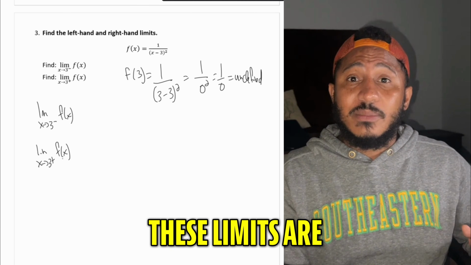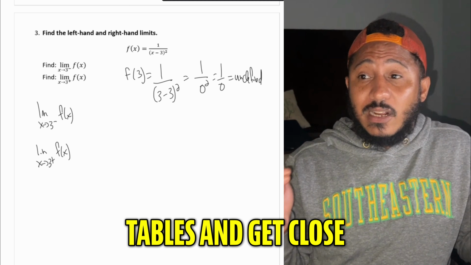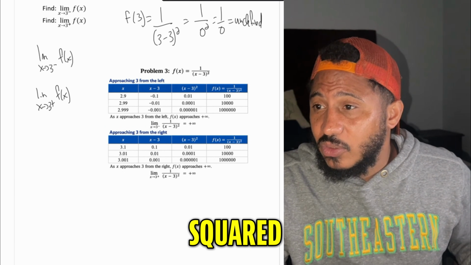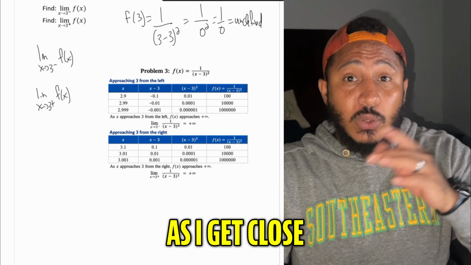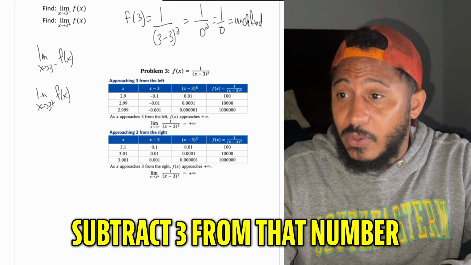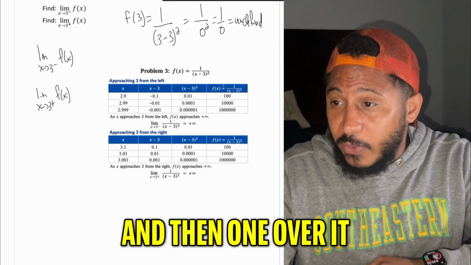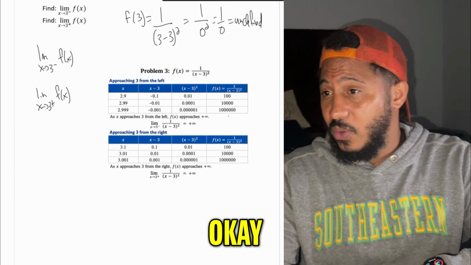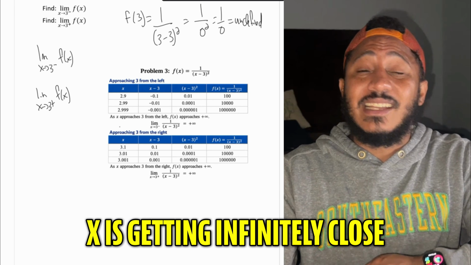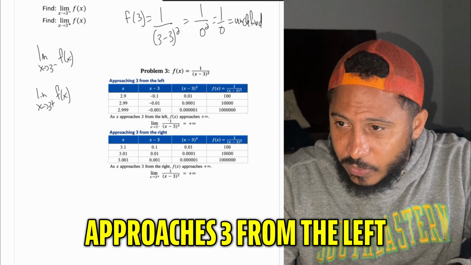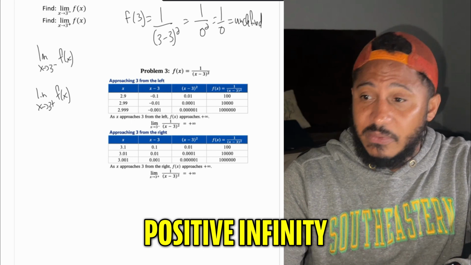Well, let's see what these limits are. How do we do it? Let's look at some tables and get close to 3. Here's our function, f of x equals 1 over x minus 3 squared. As I get close to 3, say 2.9, we subtract 3 from that number, square it, and then take 1 over it. Notice we get 100, then 10,000, then a million. So as x approaches 3 from the left, f of x approaches positive infinity.